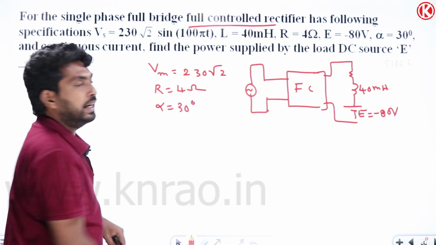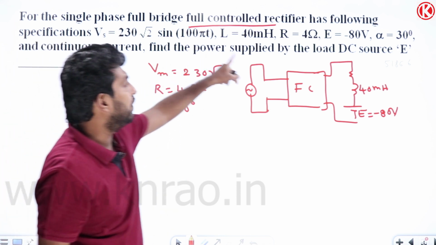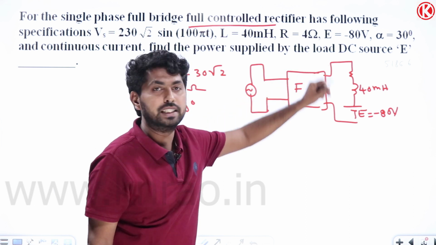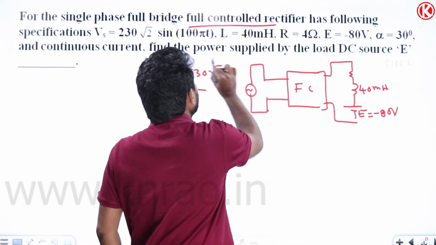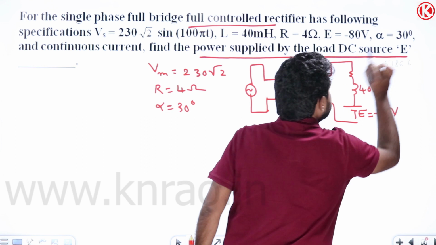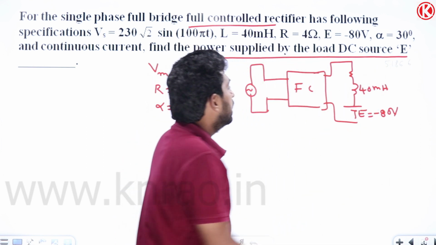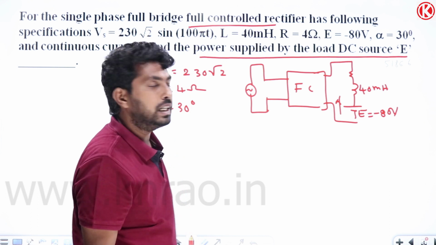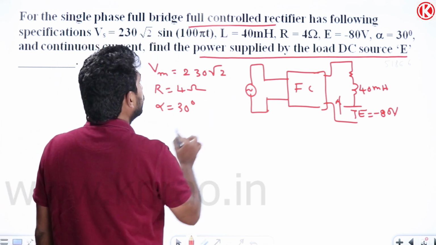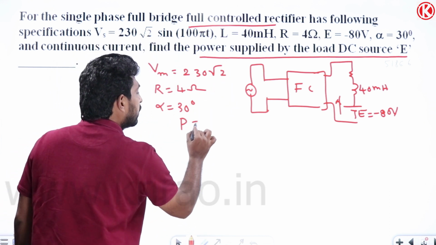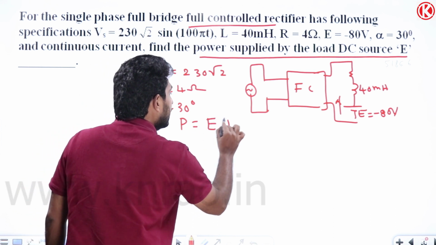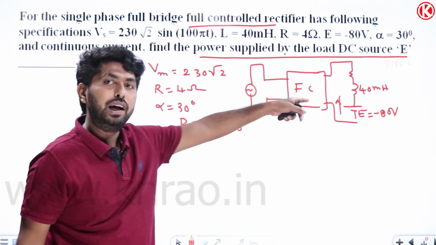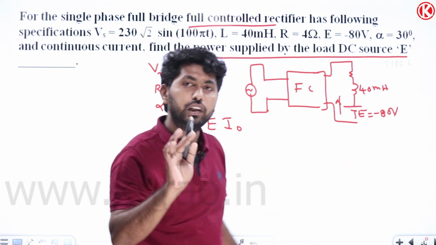What we need to find here is the power supplied by the DC source E. Power from the DC source is equal to E into I naught. We know the E value, so we need to find I naught.